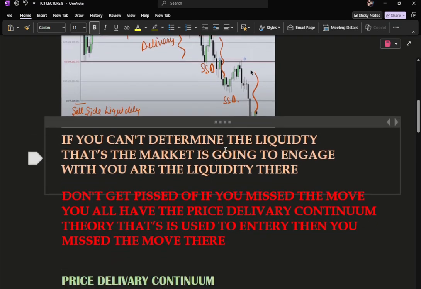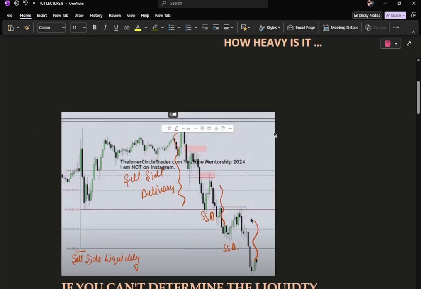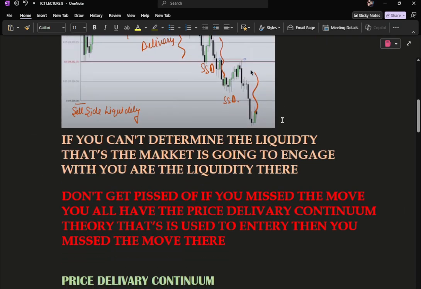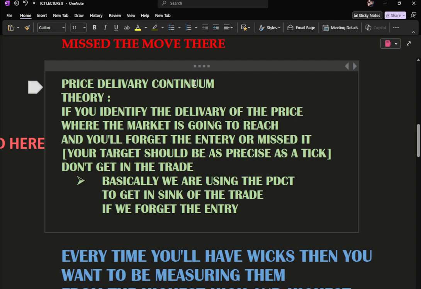If you can't determine the liquidity that the market is going to engage with, you are the liquidity there. So ICT is telling a kind of quotation that if you are not able to detect the liquidity, then you are the only liquidity, right?